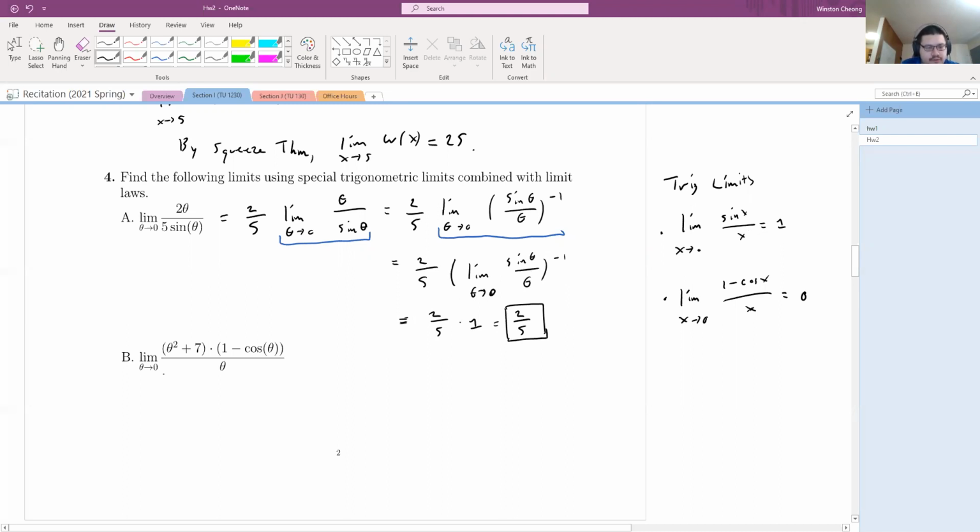Okay, so now part B. Let's just take a look. Well, we've got this 1 minus cosine theta over theta. That matches with one of the trig limits that we know about. So we can split this limit into two limits by one of the limit laws. It's a limit of products equals product of limits, I guess. You could phrase it as such.